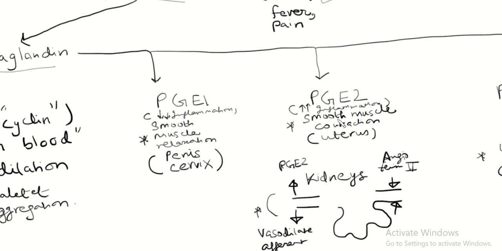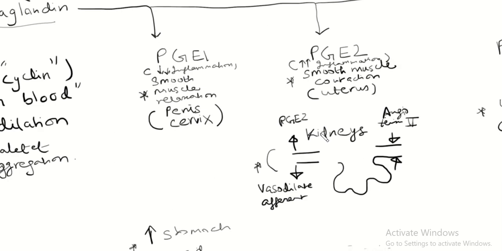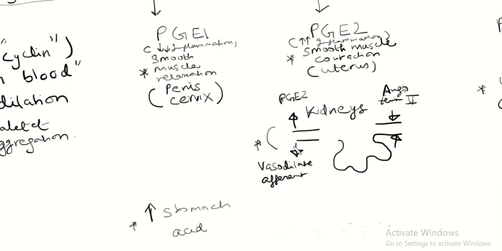You have PGE2, which increases inflammation. So you have smooth muscle contraction, and again, the uterus is one. And then the other one is the constriction of the blood vessels in the kidneys. Remember, you have afferent and efferent arterioles. This is afferent, the blood coming in, and this is efferent, blood going out. And this is the Bowman's capsule.